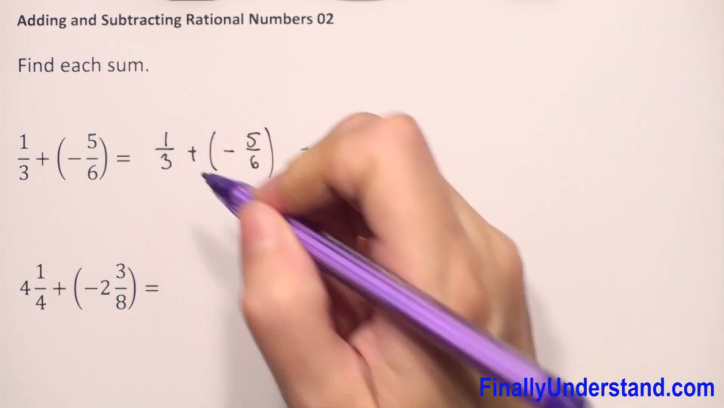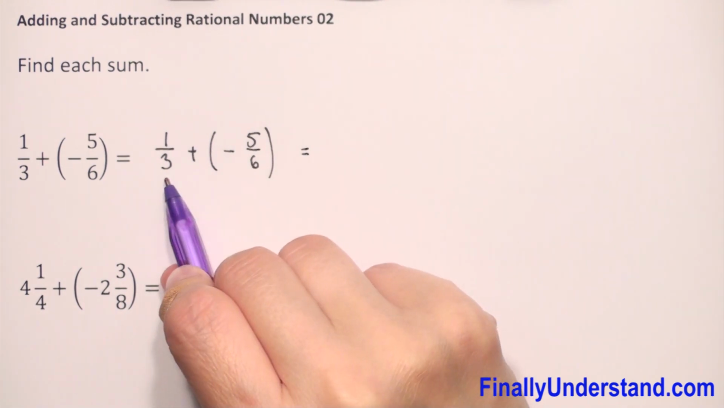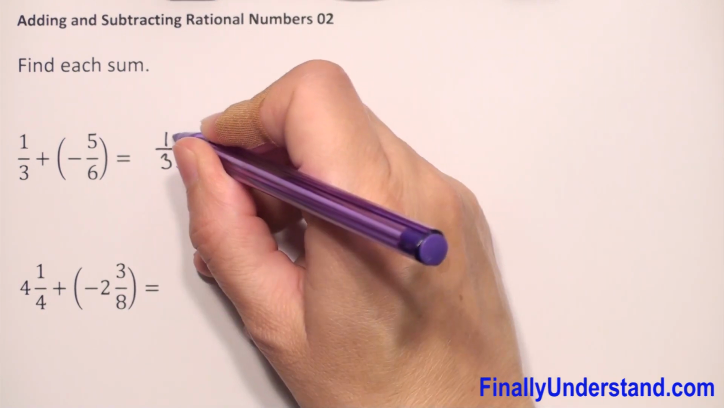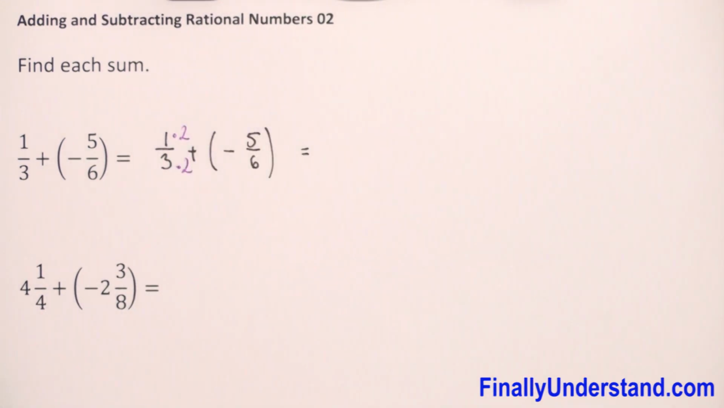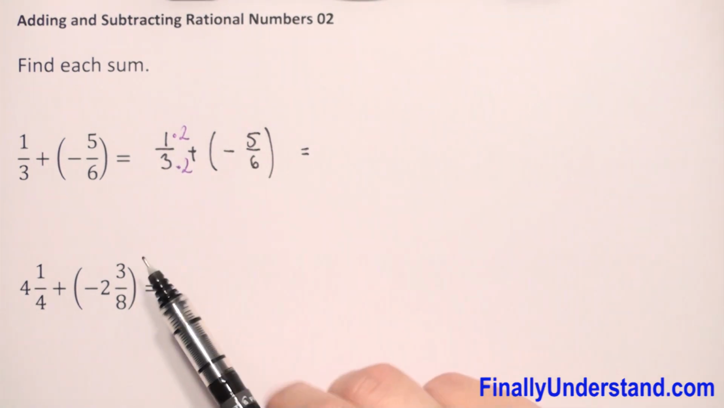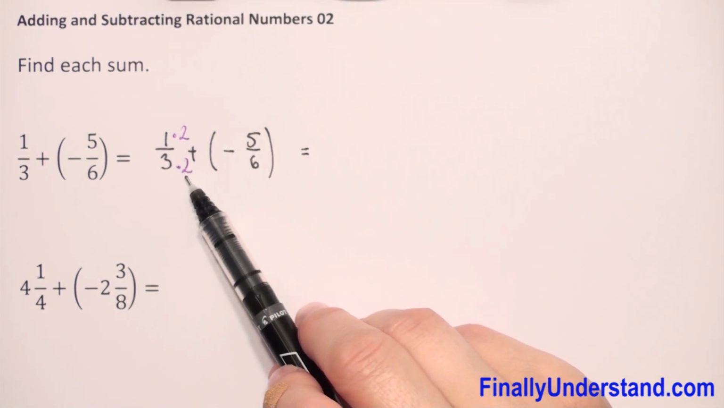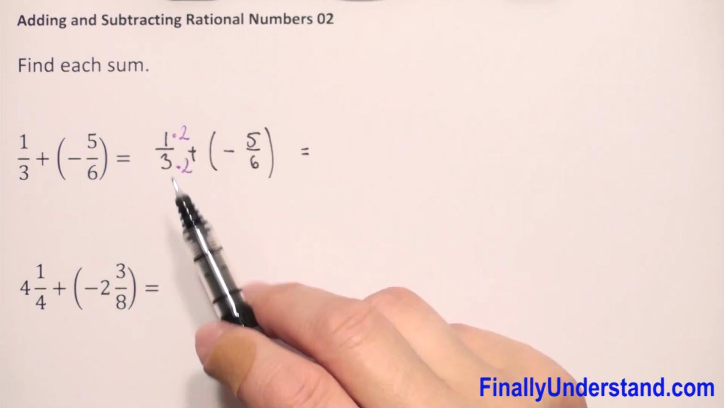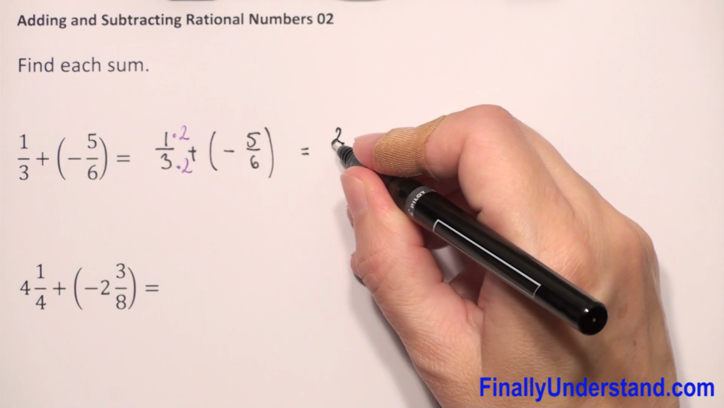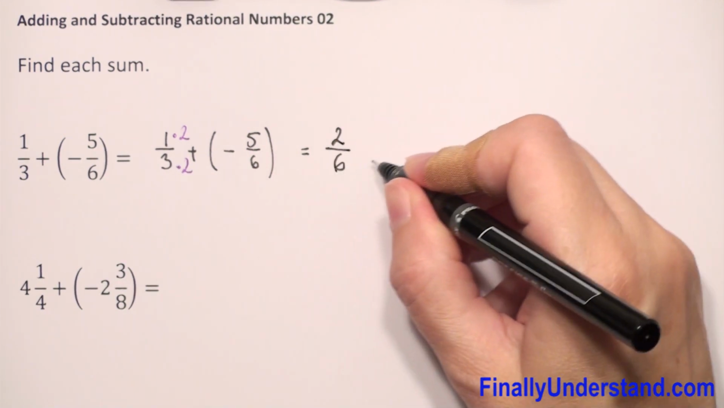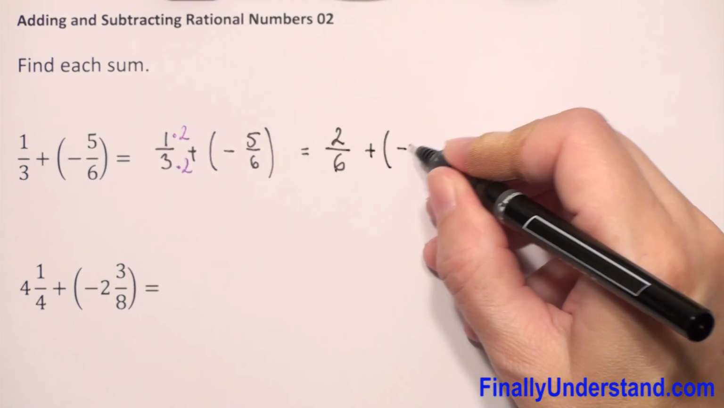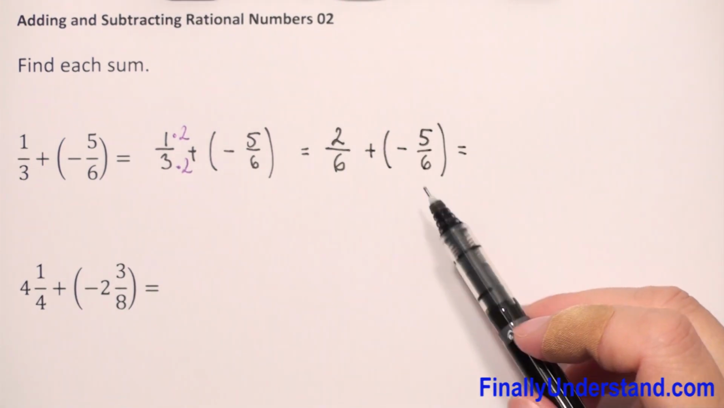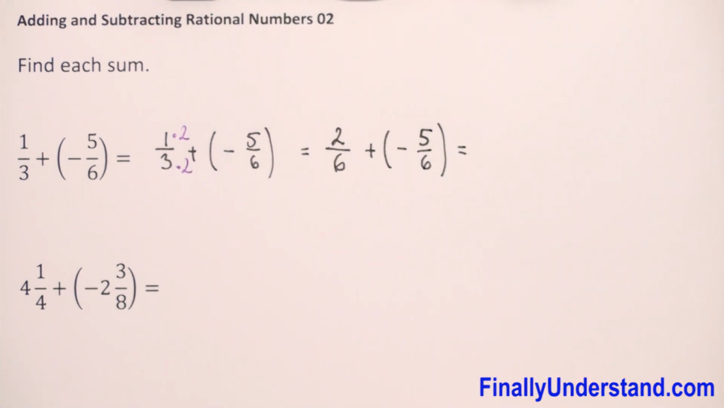So we have to multiply the first fraction by 2 to get 6 in the denominator. We multiply numerator and denominator by the same number always. We cannot multiply only the denominator. Whatever we do with the denominator, we have to do the same with the numerator. So now we have 1 times 2 is 2, 3 times 2 is 6, plus, and in parentheses we have -5/6.